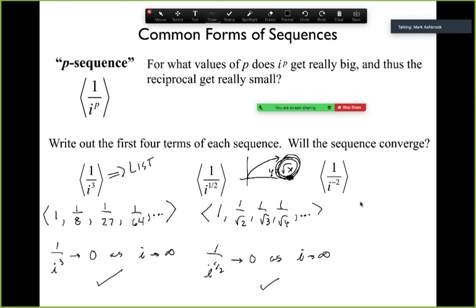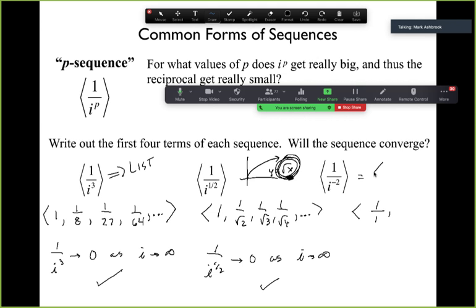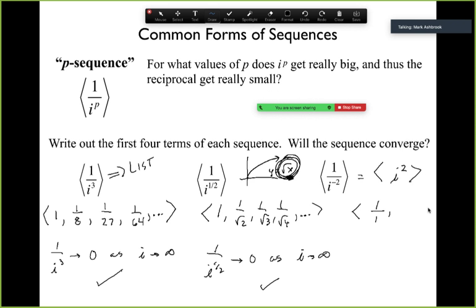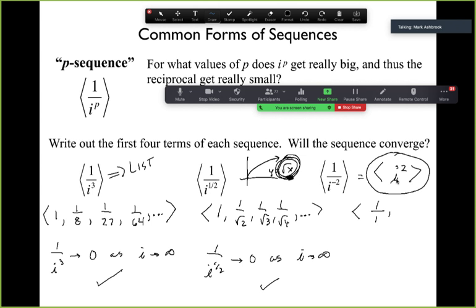What about this one? What's this list? This is 1, but then what is essentially 1 over I to the negative 2 the same as? I squared. I squared in the numerator, right? Is this going to converge? It would diverge. Diverges badly, right? You just keep squaring, 1 squared, 2 squared, 3 squared. This just gets really big.